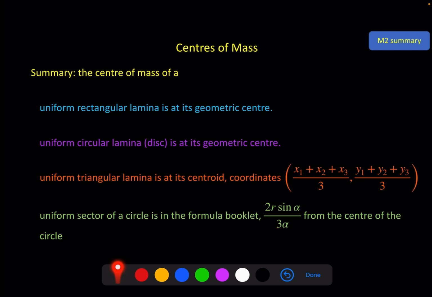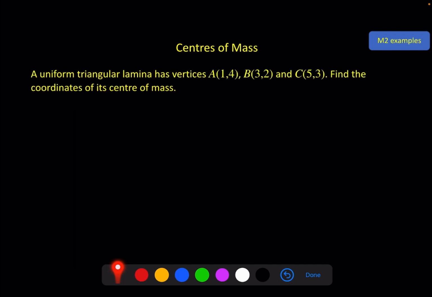The examples at the end here are not too difficult, because a lot of this is building up to the next video, where we will have some more involved examples. So a uniform triangular lamina has vertices these. Find the coordinates of its center of mass. So this is the one that you've got to remember. And that is simply that the coordinates are an average of the x-coordinates and an average of the y-coordinates.